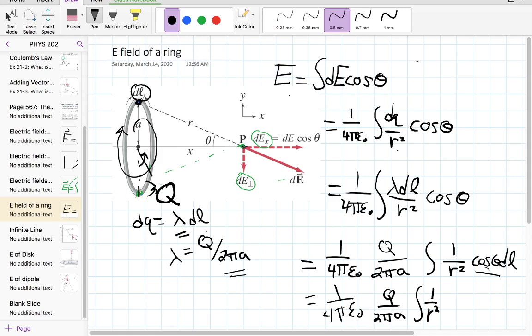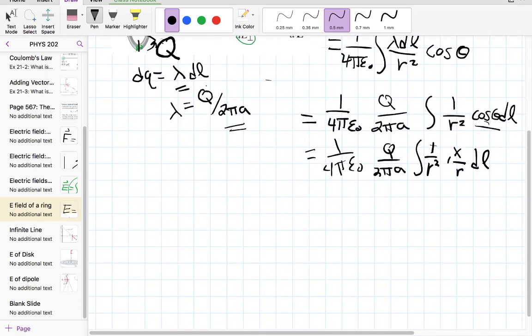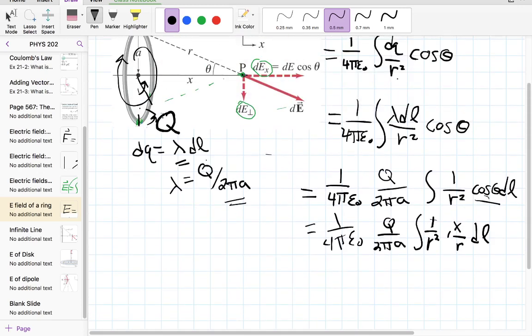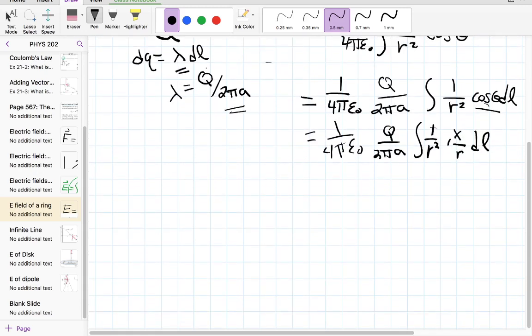And what is cosine theta? Cosine theta is just x over r. So we can write this as times x over r dl. Notice that as we integrate around this loop, r is a constant. The distance from this point on the axis to any point on the loop is always the same. x is a constant. The distance from the center of the loop to our point is constant. So none of these variables are actually variable.